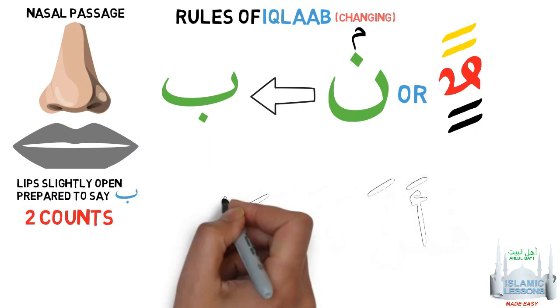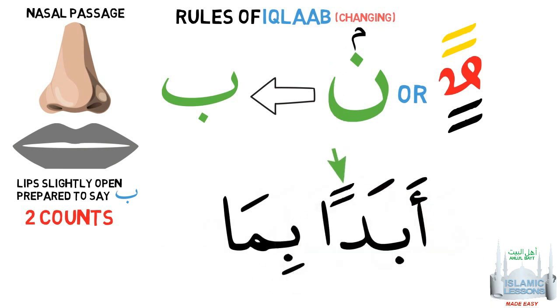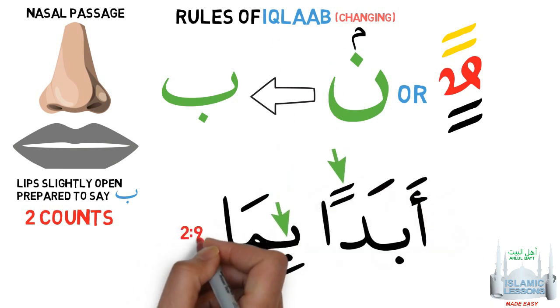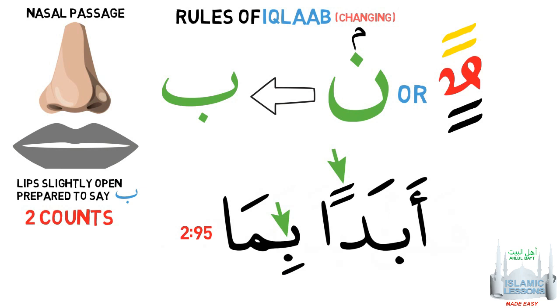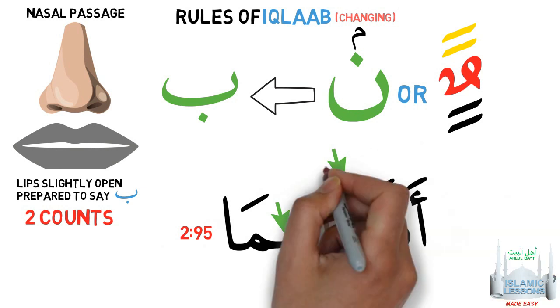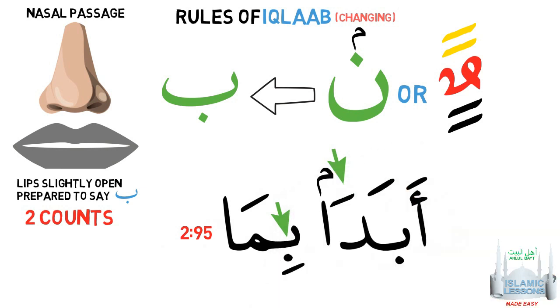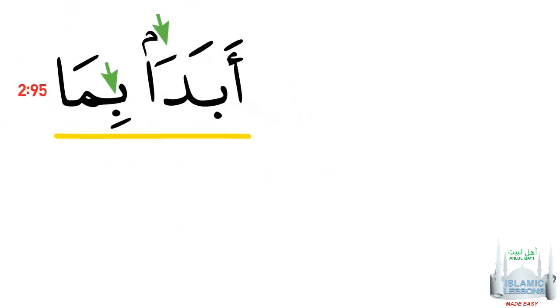Another example. I see a Tanween followed by a Ba. The word reads Abadan Bima. This is what it will look like in your Quran for easier reading. The correct way of reading it is Abadam Bima. I changed the Noon sound to a Meem sound coming through the nasal passage with my lips slightly open, holding it for two counts, ready to pronounce the next letter.